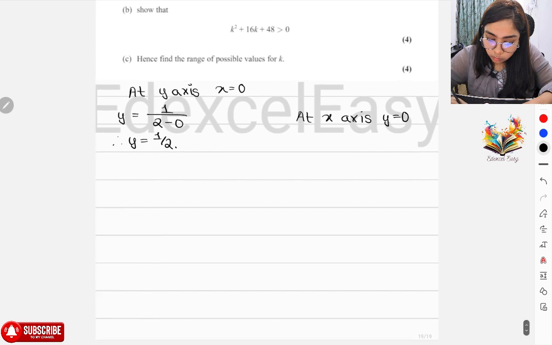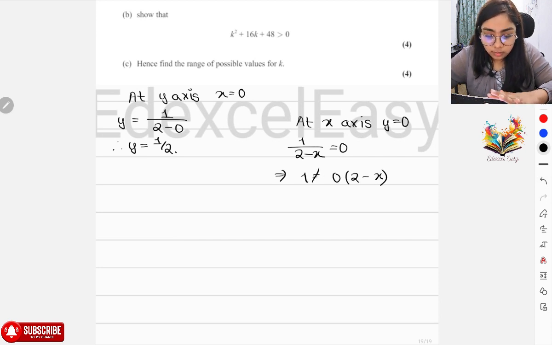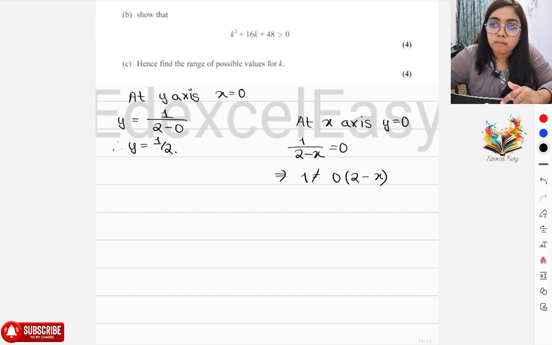Similarly, at the x-axis, y is 0, so now you have 1 over 2 minus x equals 0. If you cross-multiply, 1 becomes equal to 0, which is not possible. That means this graph will never meet the x-axis, but it will meet the y-axis. Let me tell you why it never meets the x-axis: that is because there is an asymptote along the x-axis, so it will not meet the x-axis at any point.